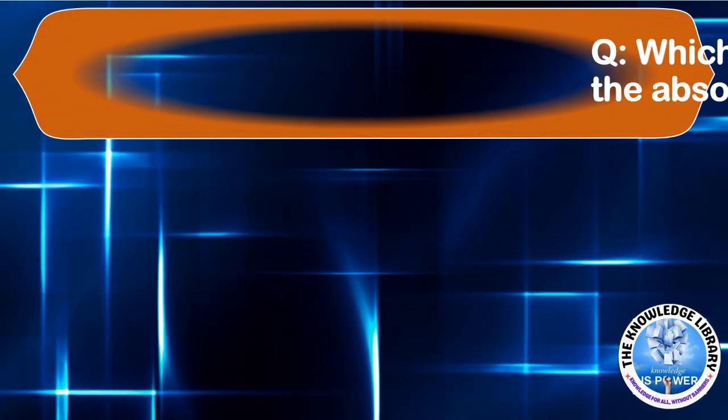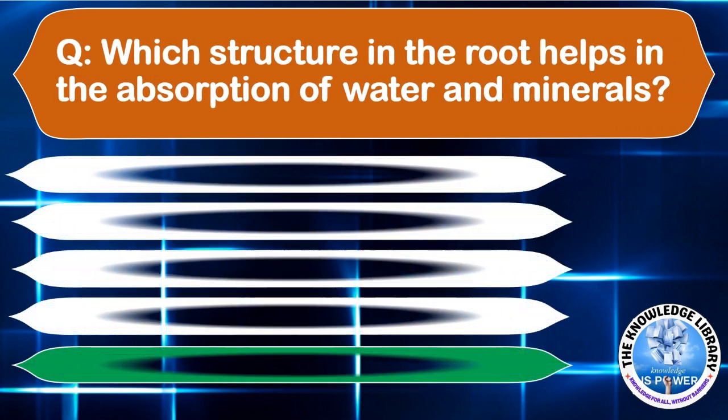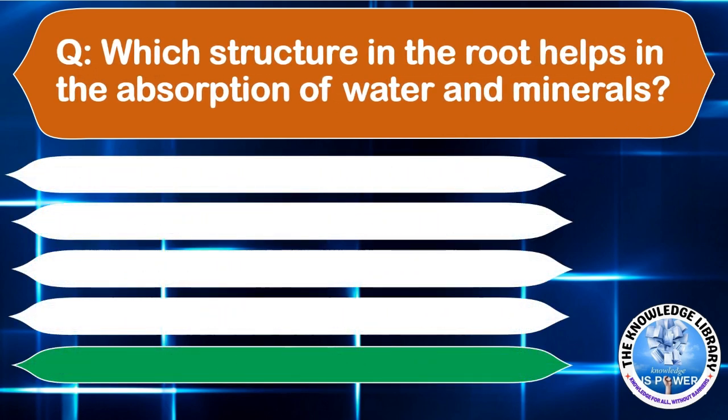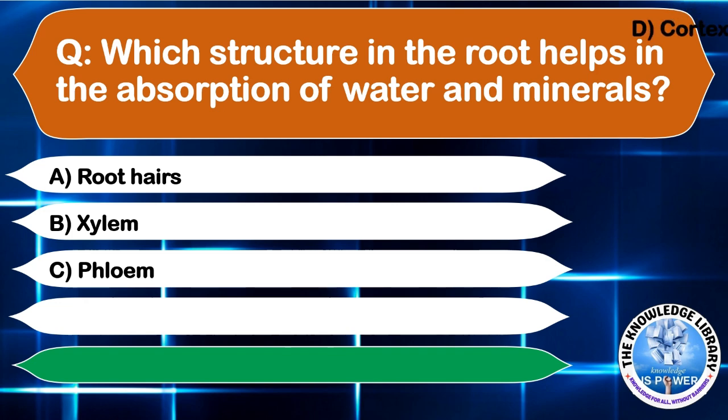Moving to the next question. Which structure in the root helps in the absorption of water and minerals? Option A, root hairs. Option B, xylem. Option C, phloem. Or option D, cortex. The correct answer is option A, root hairs.